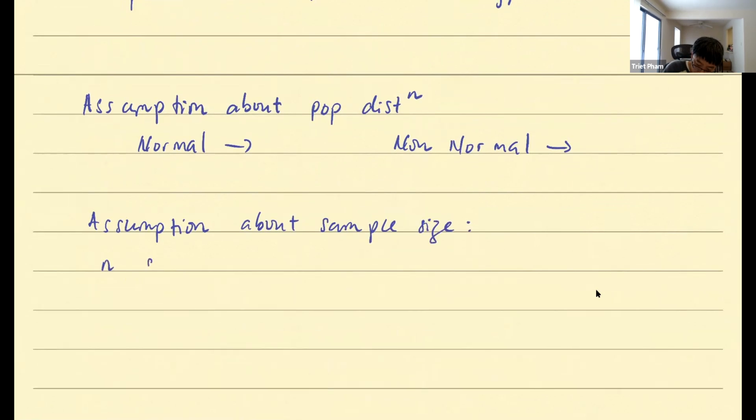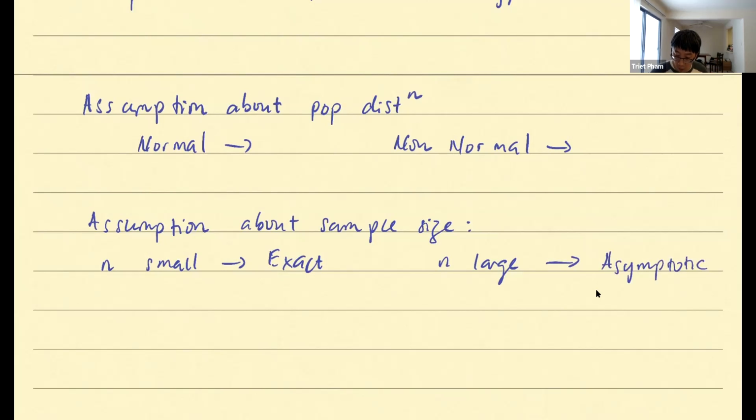If sample size is small, you can say something. If sample size is large, you can say something. For small sample size, the results are what we would say are exact, meaning it is what it is. There's no error. When n is large, the result, as we will say, is asymptotic. In other words, it is an approximation. You should be aware at any time of where in these four categories you're in.